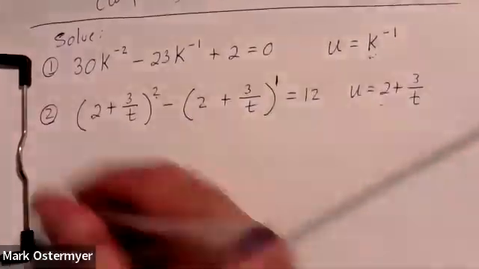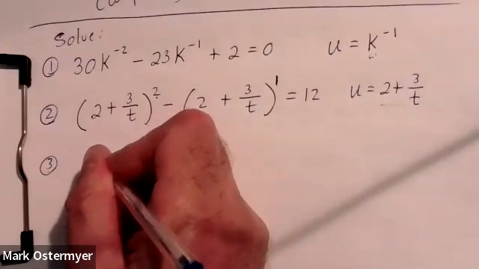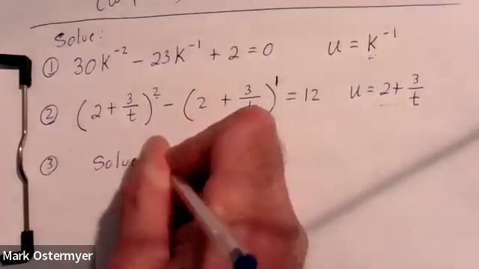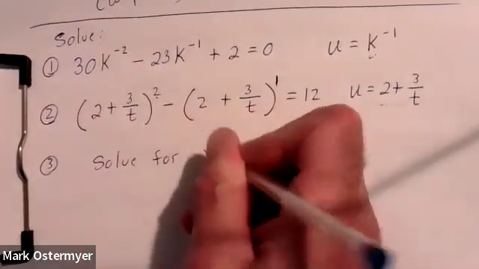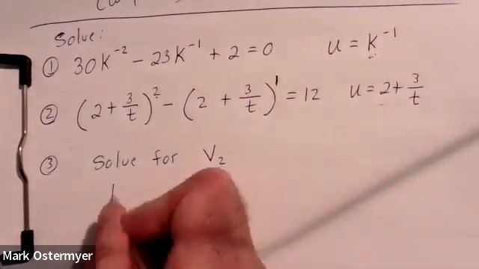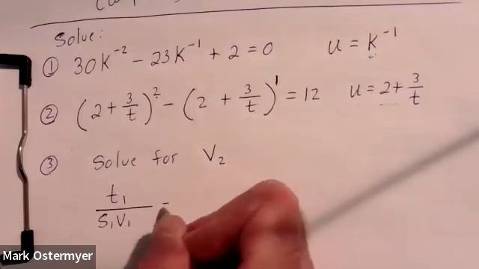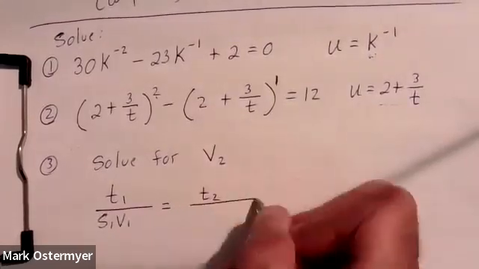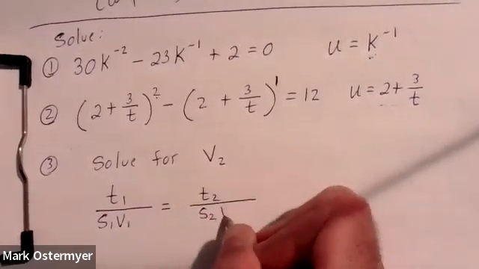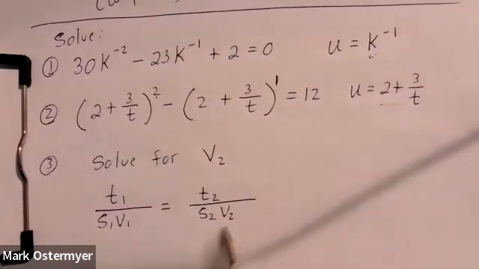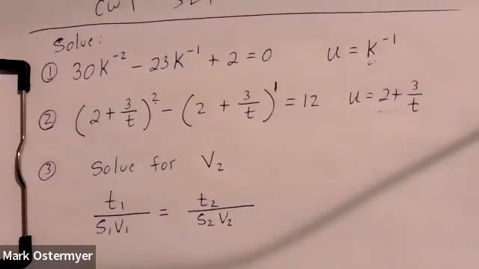And then there's just one more here. If you could take this formula and solve it for V2. The formula presents itself as T1 over S1 V1 equals T2 over S2 V2. Solve for V2. I'll give you time to work on that. We'll call that classwork number 1. Today, September 28th.